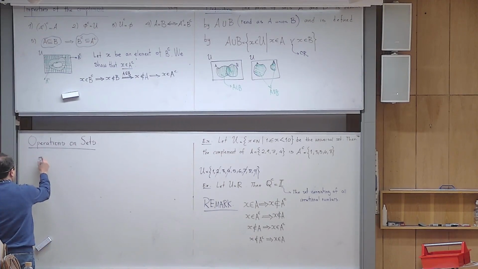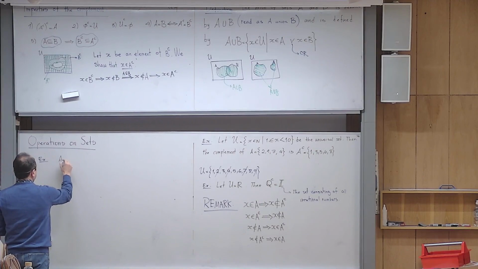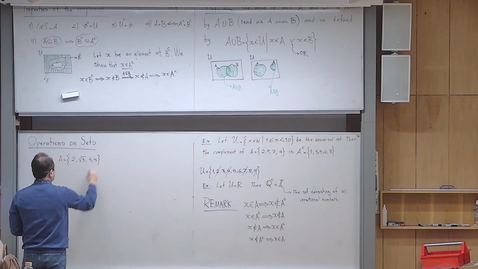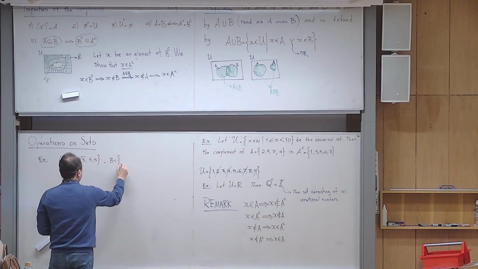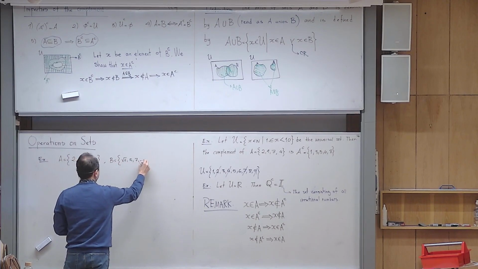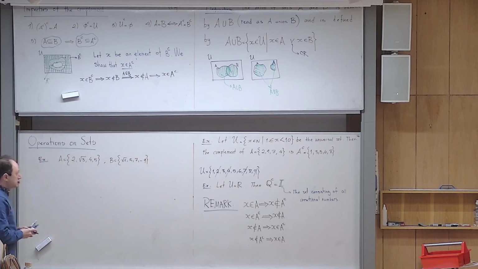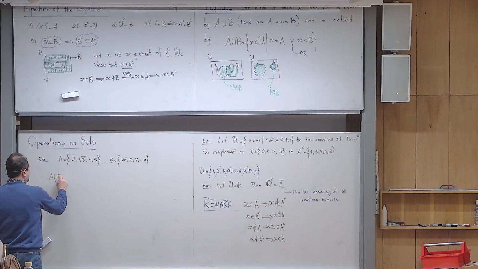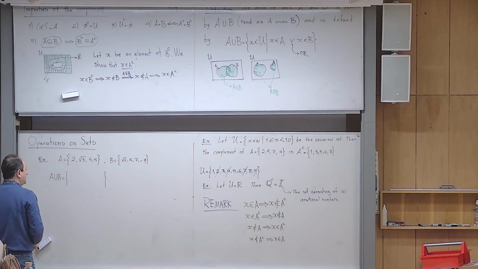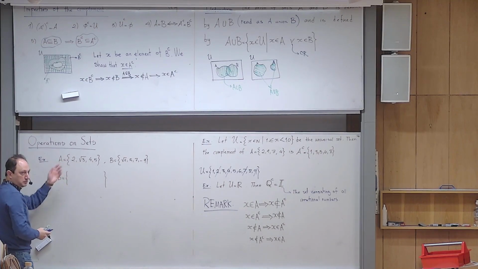So, example: assume that I have the set A, for example 2, square root of 3, 4, and 5, and I have B to be square root of 2, 5, 7, and negative 9. And I want to take the union. So A union B means the set of all those elements that are either in A or in B or in both.